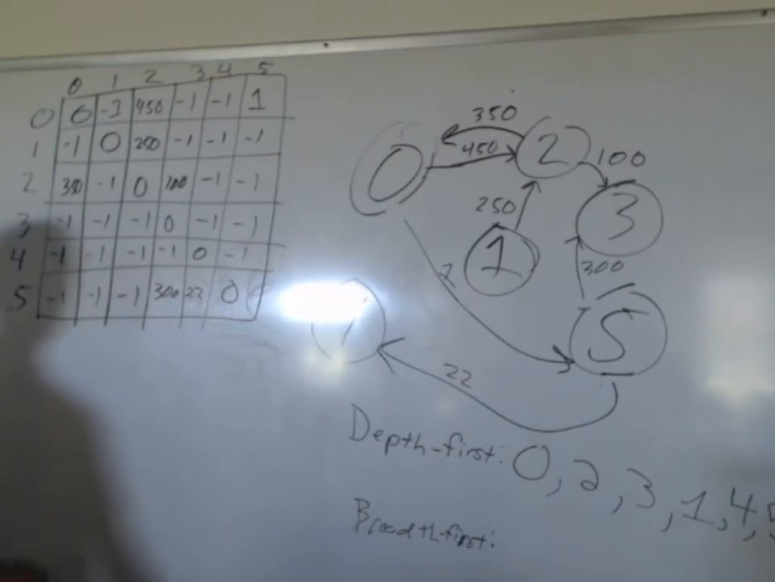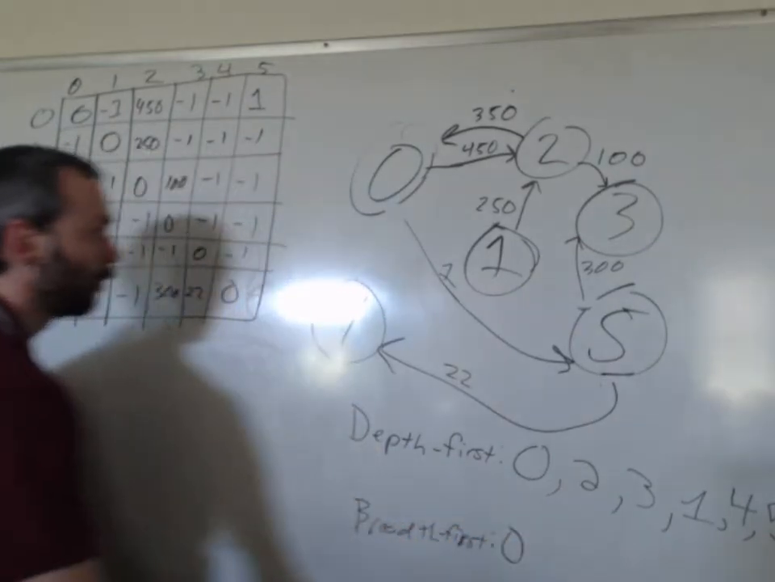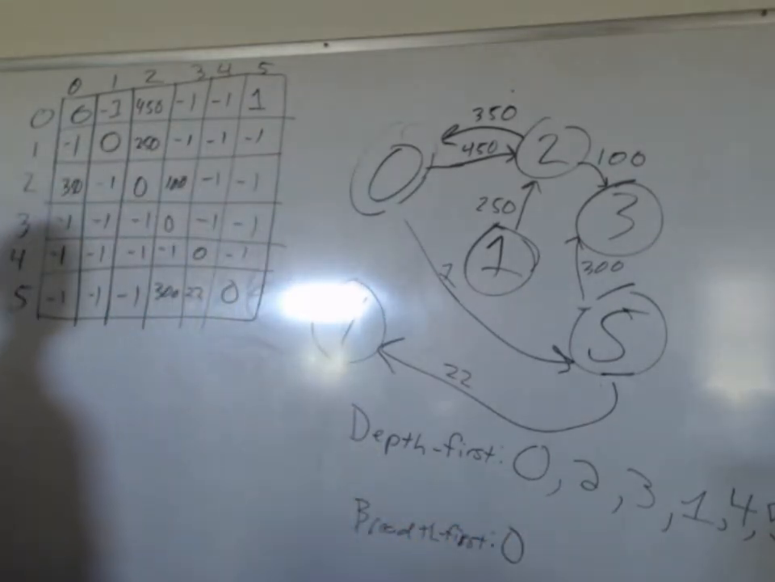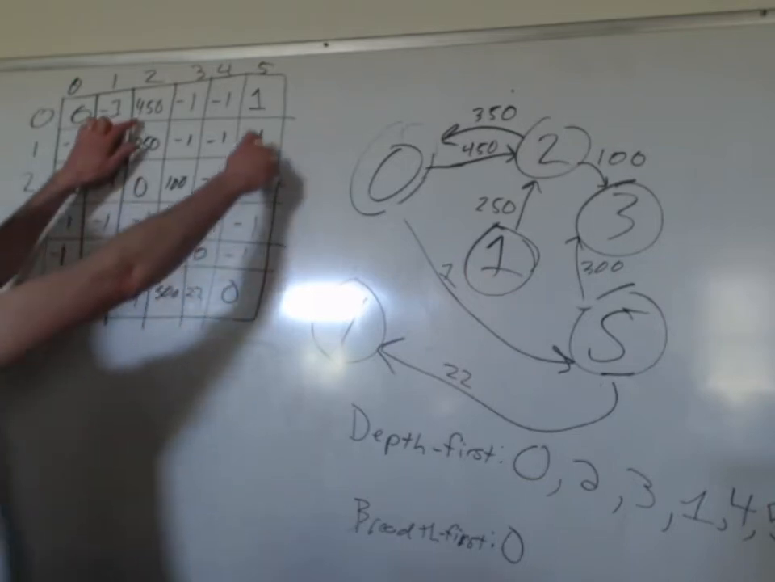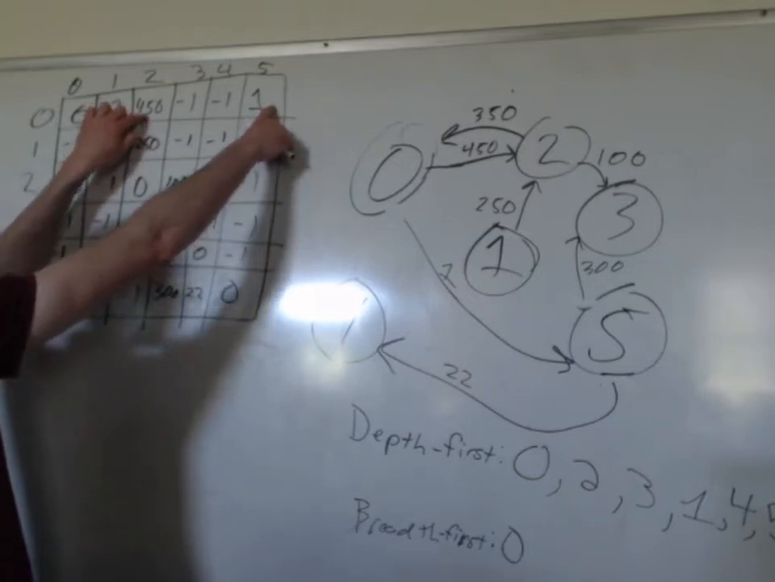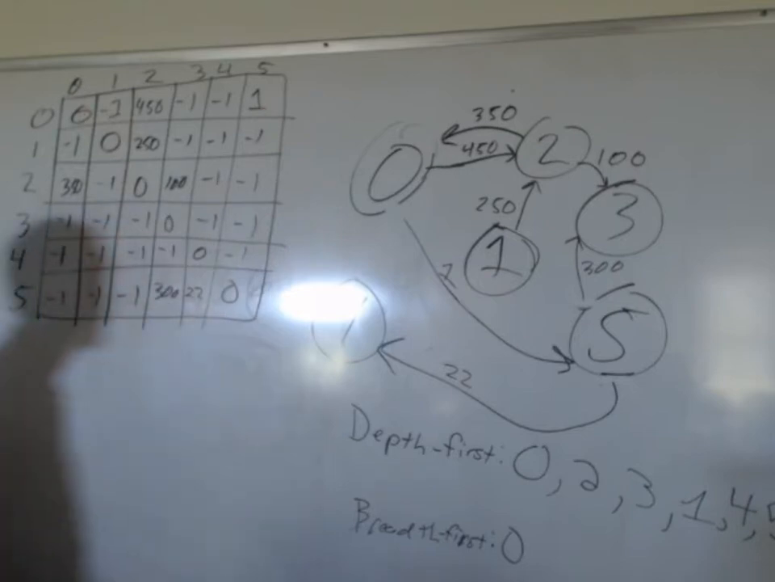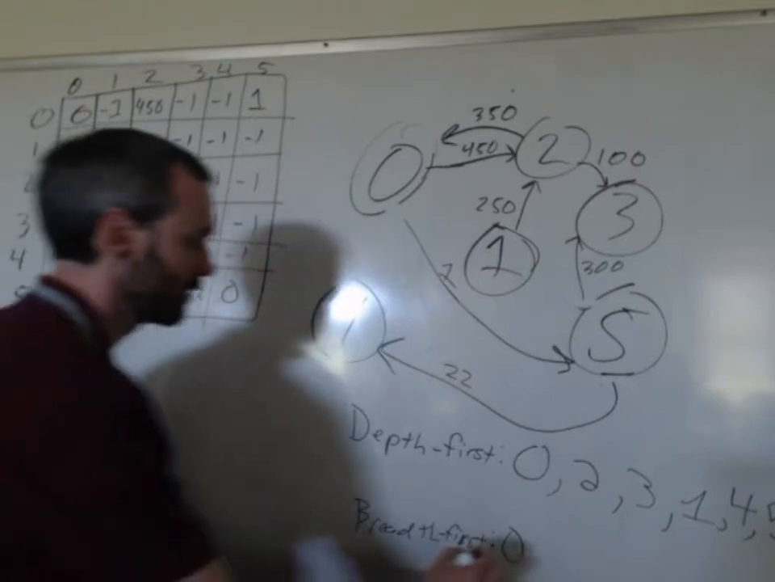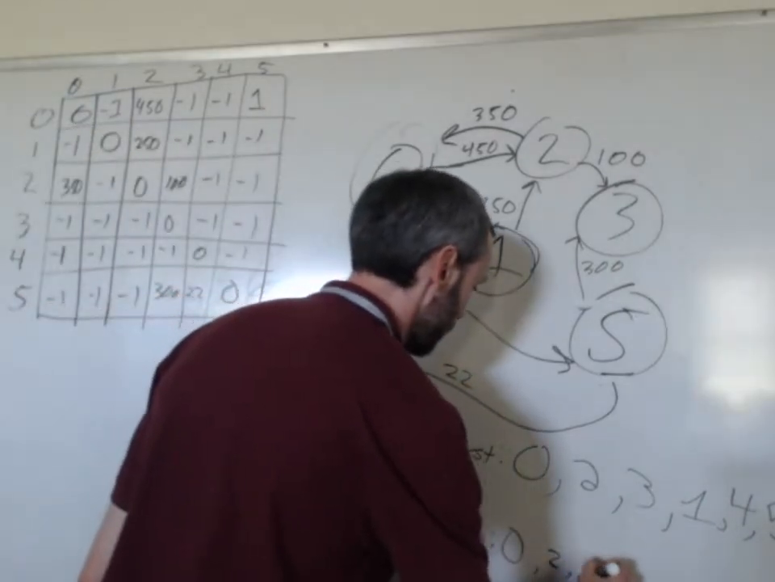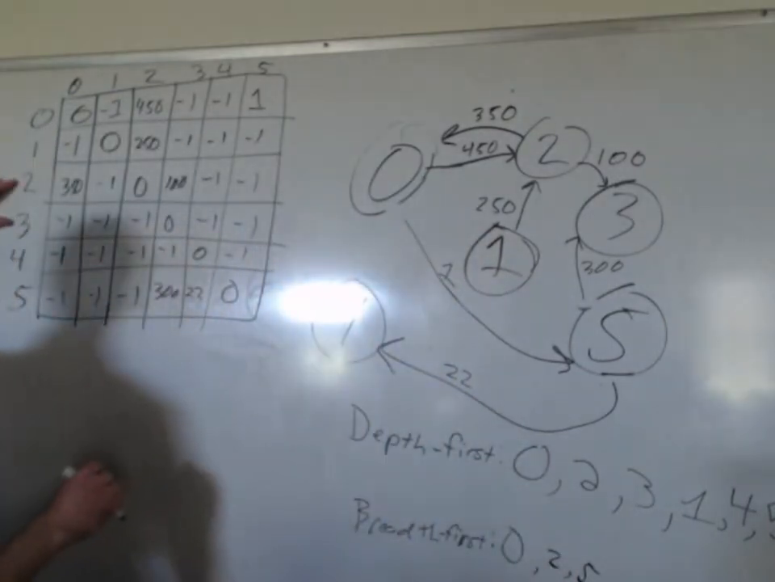Breadth first. We visit 0. We look at all the elements we can visit from 0. We can visit 2 and 5, right? So we're going to visit both of them. So we visit 2 and 5.